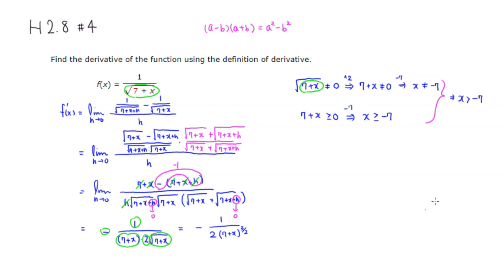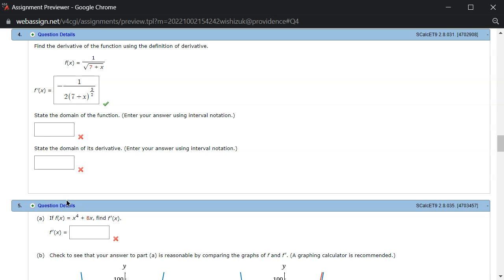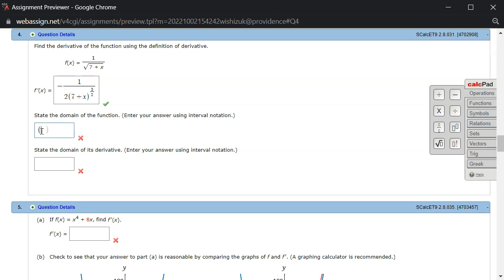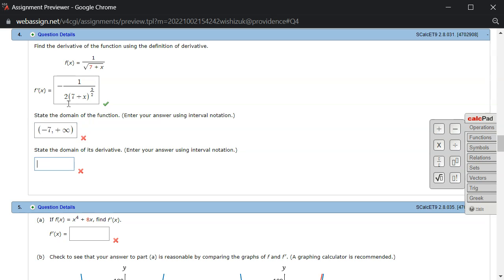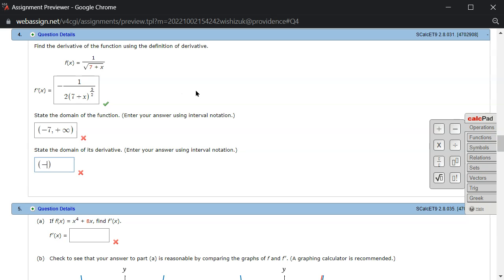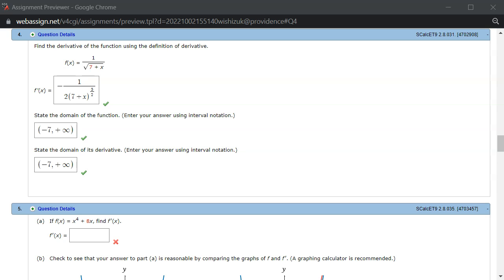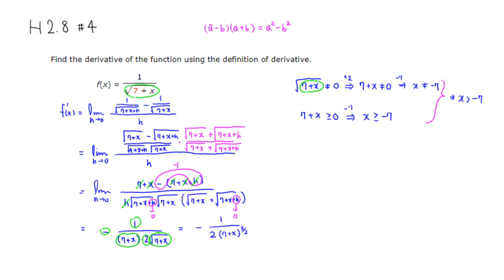So if you write that in interval notation, we're going to have here -7, and then all the way to plus infinity. So we have that. And then for the derivative, the domain is going to stay the same. So I'm going to just write down the same thing, plus infinity. So we have that. All right, let's check the answer. All right, I came back and looks like we got this one correctly. All right, that's it. I hope that this was clear.